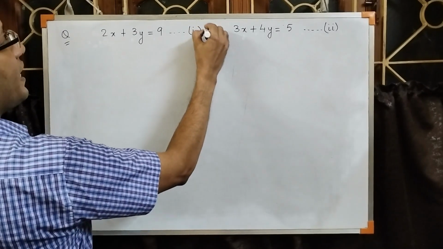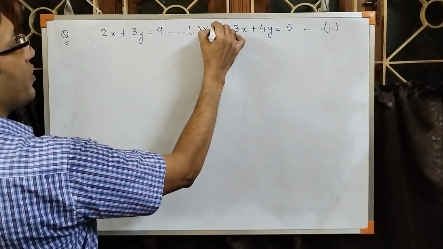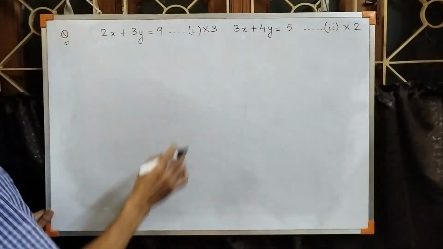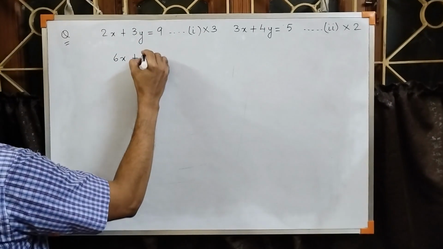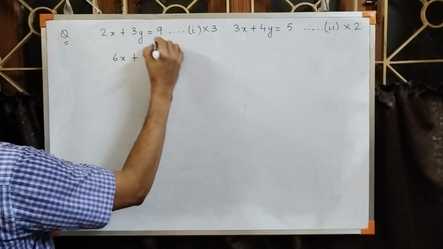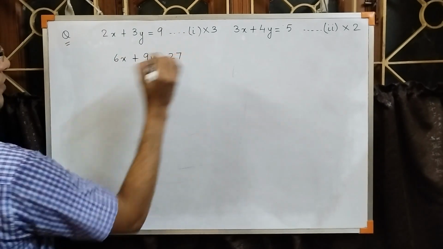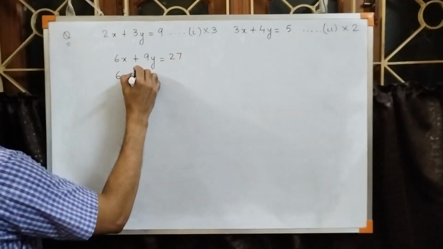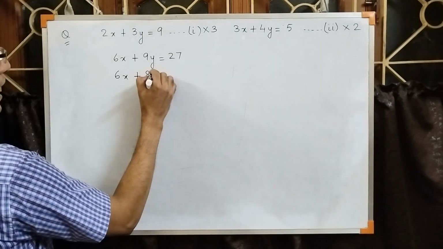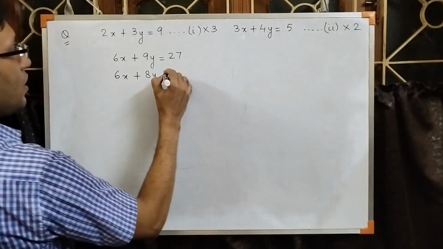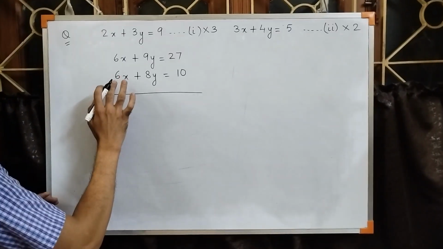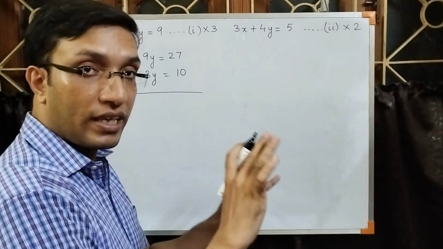So since I want to eliminate x, I will multiply this equation number 1 with 3 and equation number 2 with 2. By doing so, what do we get? 2 3s are 6x plus 3 3s are 9y is equal to 9 3s are 27. And here we get 3 2s are 6x plus 4 2s are 8y, 5 2s are 10. Now the values are same and the signs are also same, so we cannot cancel.